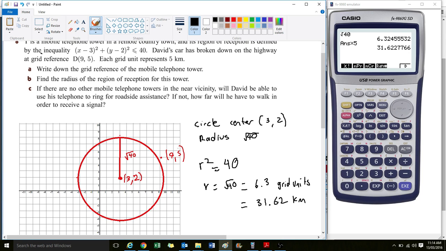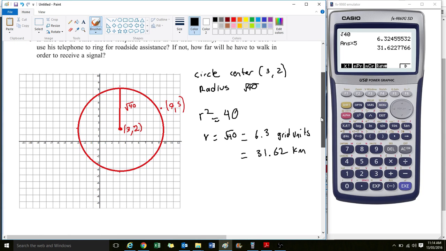Okay, so it says if there are no other mobile phone towers in the vicinity, will David be able to use his telephone from this position? Judging by the diagram I've drawn, we're going to say no. But to make sure, what we're going to do is calculate the distance between these two points: (9, 5) and (3, 2), so between David here and the center here.